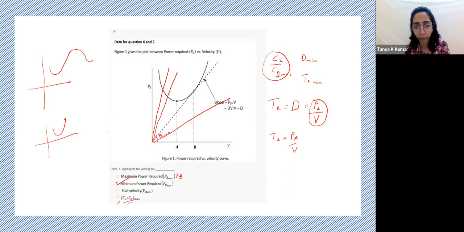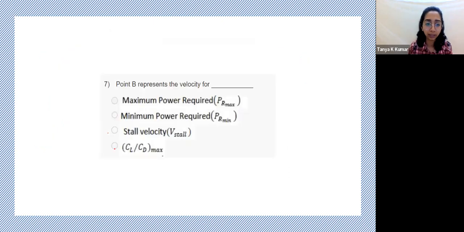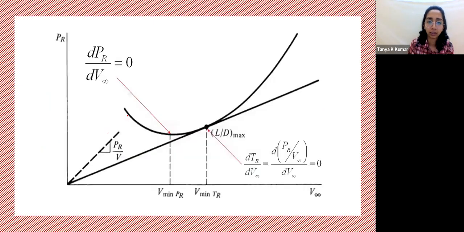So that is this point B. It represents the minimum drag condition or minimum thrust required condition, which is nothing but CL by CD maximum. So point B is CL by CD maximum. Point A was minimum power required. It was simple. So this is how we arrived at that. These are the various constant slope lines, power required by V. The least value at which it intersects the graph will give you L by D maximum.